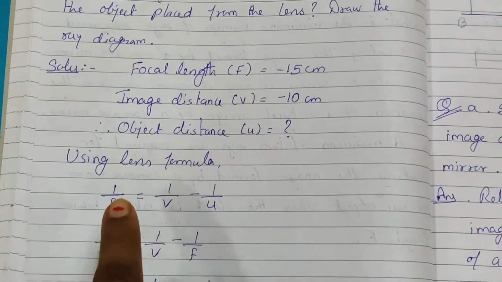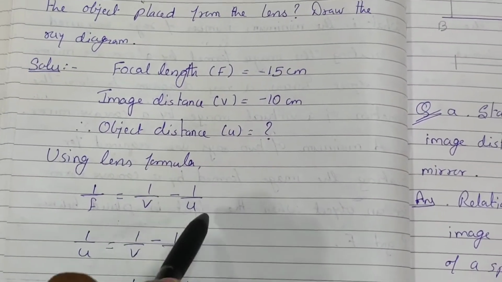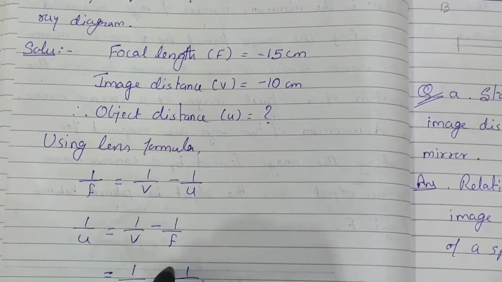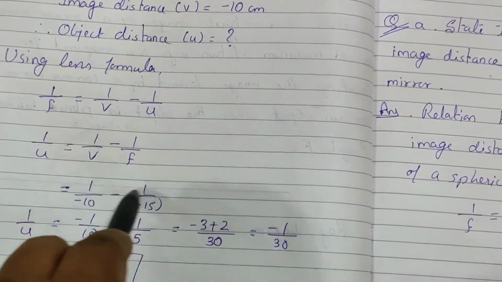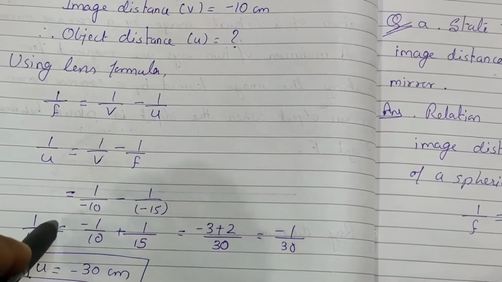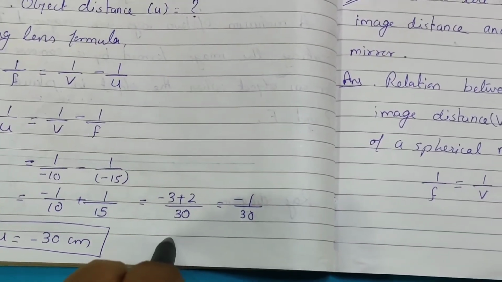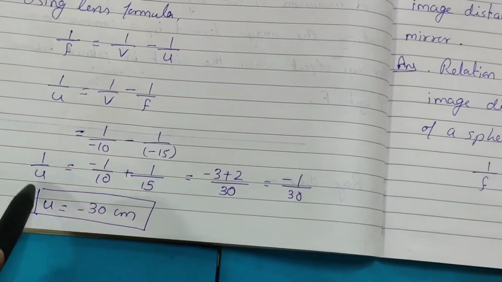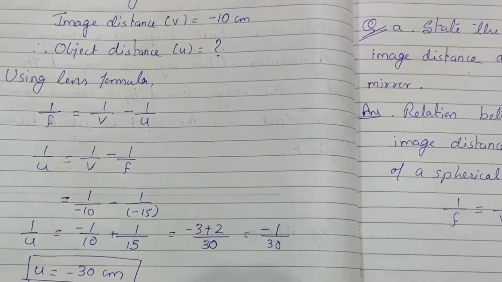Using the lens formula, 1/f equals 1/v minus 1/u. When we want u, you just shift: 1/u equals 1/v minus 1/f. Substituting the values, 1/(-10) minus 1/(-15). Minus minus will come to plus 15. So minus 1/10 plus 1/15 equals (-3 plus 2)/30, which equals -1/30. Reverse the reciprocal: 1/u is -1/30. So u will become -30 centimeter.